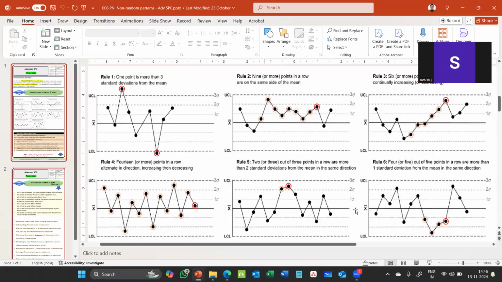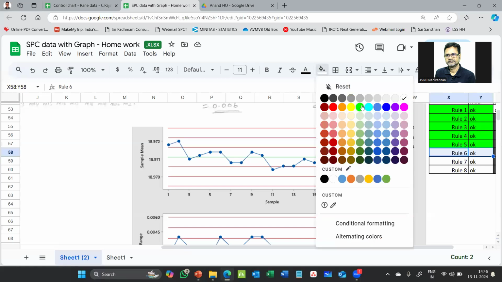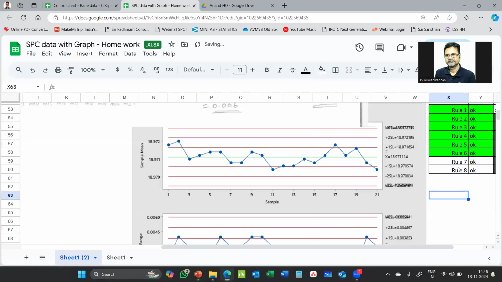Four out of five points more than one standard deviation. It should not cross even one standard deviation more than 4. Okay. Here, this is also satisfactory. I mark with the color. What is the 7th rule, Raja?